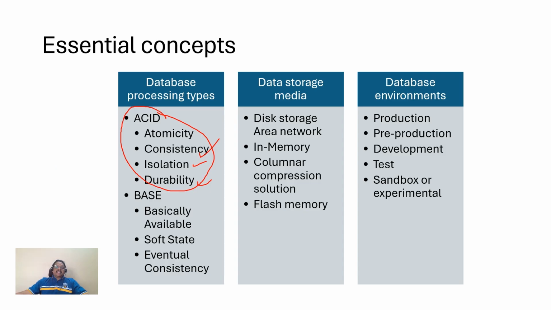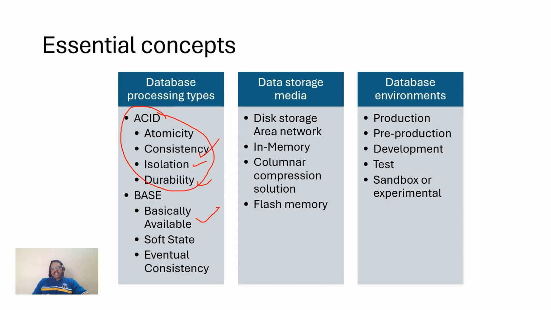Then understanding BASE. BASE means basically available, soft state, and eventual consistency. So what is meant by basically available? The system is always up and running. You can count on it being available even if it is not perfect every second. So the system is running even though it is not perfect every second. So basically, it is available.